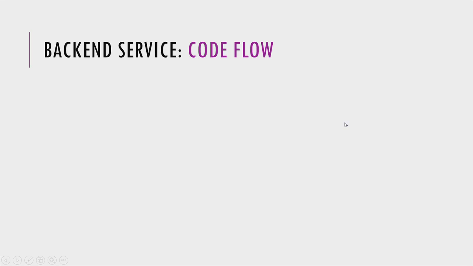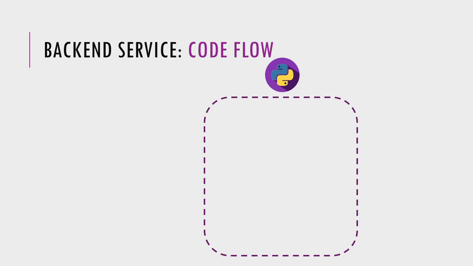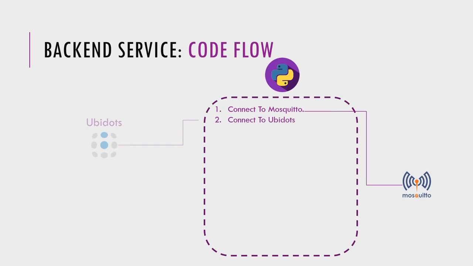So let's discuss the code flow of this project. We have the Python service which acts as a backend service, and the first step of the Python is to connect with the Mosquitto server, and then connect with the UV.dot server, and then subscribe to the save image topic, which is basically used to send the data from the simulator to the Python script.